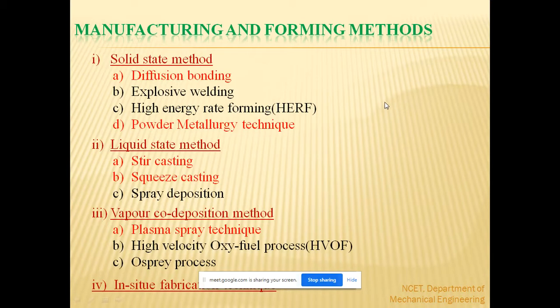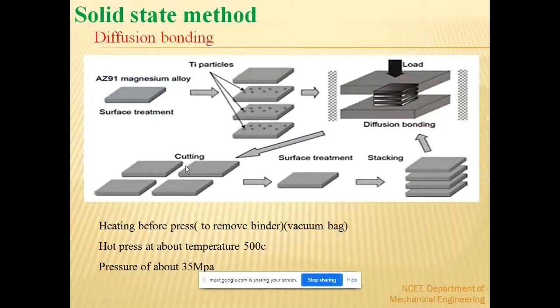See, last class we just talked about different manufacturing processes used in MMC. In that one, we discussed the solid state methods, that is diffusion bonding and powder metallurgy. There is one more method of manufacturing MMC, metal matrix composites, that is the liquid state method. In that one, stir casting is there, squeeze casting is there. We are going to discuss these two methods of manufacturing in this class, right?